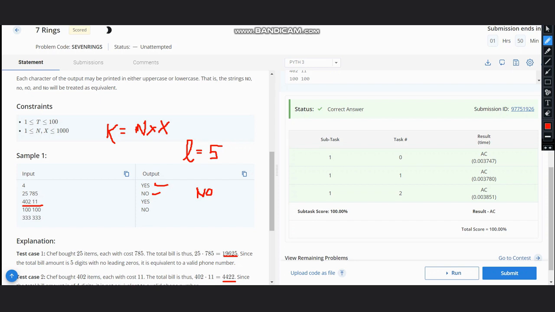Next, if this condition is true, then we check for the leading zeros. So we can just check if the first digit of the string is 0 or not. If the first digit is 0, then yes, it has a leading zero and we output no. Otherwise, we output yes in this case. And you can see it passes all the test cases as it gives the correct answer to us.